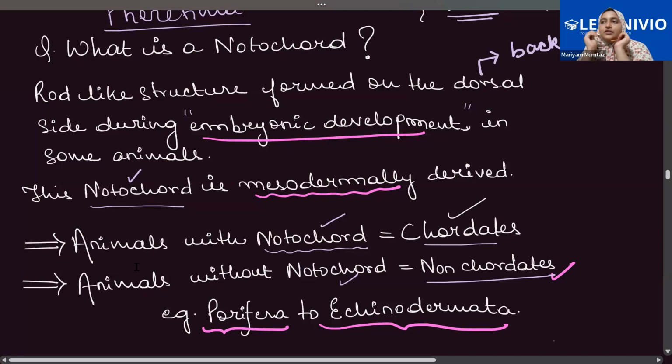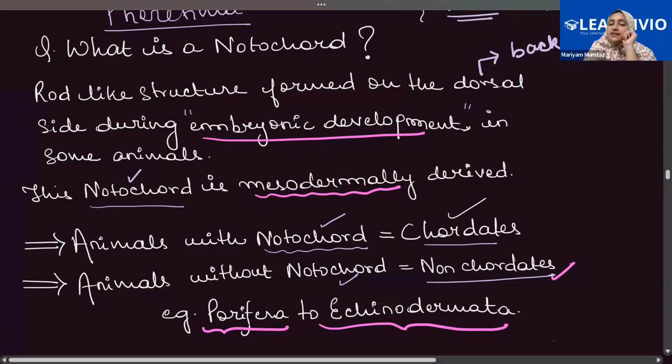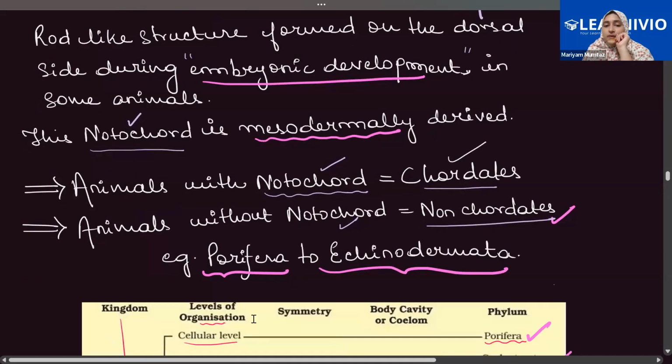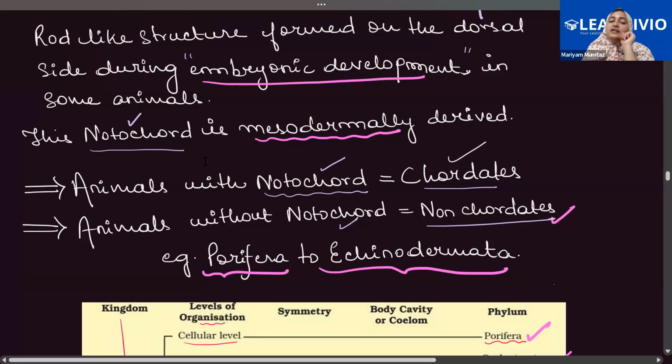So the name of the phylum has been kept. Why? Because all of the organisms in that particular phylum have had notochord during their embryonic development. And those organisms that do not have the notochord present in their embryonic development, we call them non-chordates. They do not have the notochord. So right from Porifera up until Echinodermata, all of them are non-chordates.